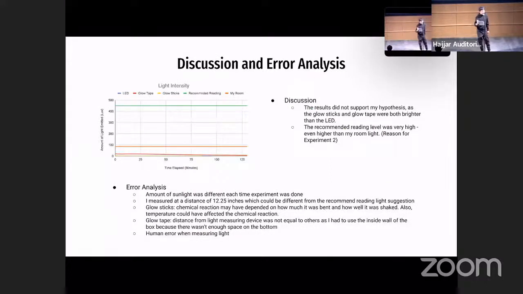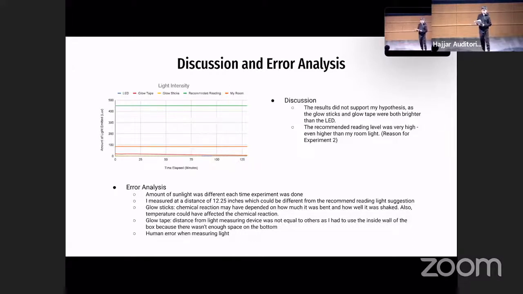So the results did not support my hypothesis, as the glow sticks and glow tape were both brighter. And I was surprised that the recommended light level was much higher than the three I measured. I expected it to be around 85, which is my room light, but it was 0.3, which is really low. It means that the light sources are probably not sufficient, and I needed to see how much of the light source I would need to reach that specific recommended level. So that is my reason for the next experiment, which you'll see on the next slide.